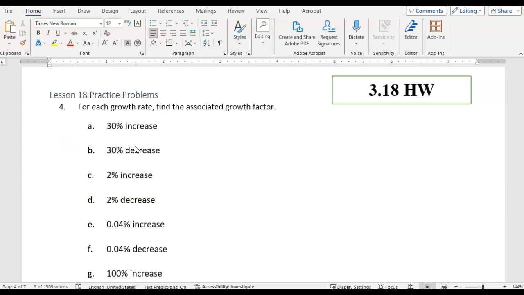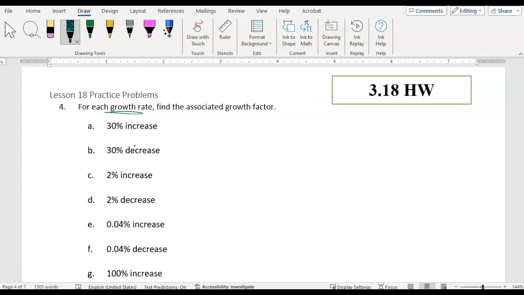So today we're looking at growth rate versus growth factor. Remember, the growth rate is how much it is increasing or decreasing, but the growth factor is either 1 plus the growth rate or 1 minus the growth rate. So if we have a 30% increase, it is increasing, which means our total number needs to be greater than 1. So in this case, we would make this a decimal, which is 0.3, and then we're going to add 1 to that. So it would be 1 plus 0.3 or 1.3. That is your growth factor.